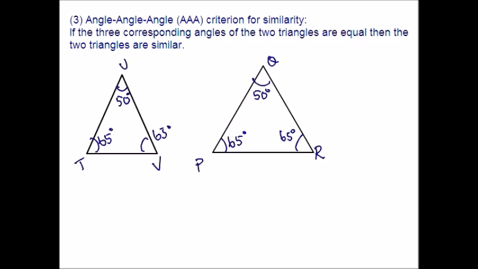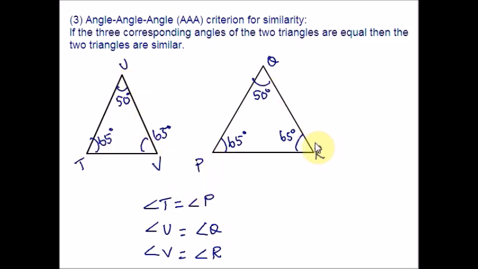Consider two triangles TUV and PQR. Please compare the angles. Angle U and angle Q from the second triangle are the same, 50-50. Same way, angle T from the first triangle and angle P from the second triangle are equal. Angle V from the first triangle and angle R from the second triangle are equal, 65-65. So these three conditions are satisfied, and the triangle TUV is similar to PQR.